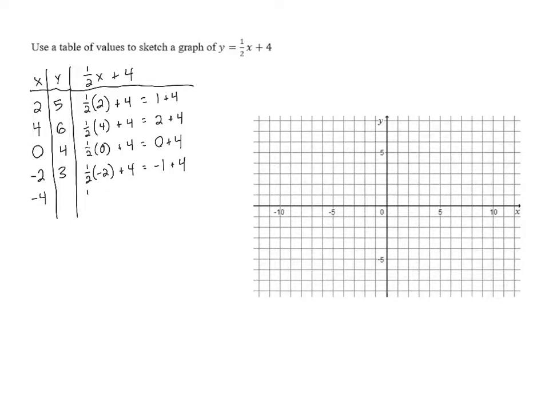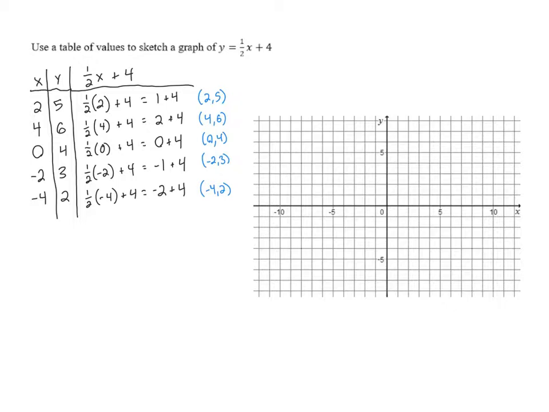And then lastly, we'll plug in -4. So we have 1/2 times -4 plus 4. 1/2 times -4 is -2. And -2 plus 4 is +2. So if we look at the x and y values in our table of values, we have 5 points that we're going to graph. The first one is 2, 5. When x is 2, y is 5. The second one is 4, 6. Then 0, 4. Then -2, 3. And -4, 2. All right.